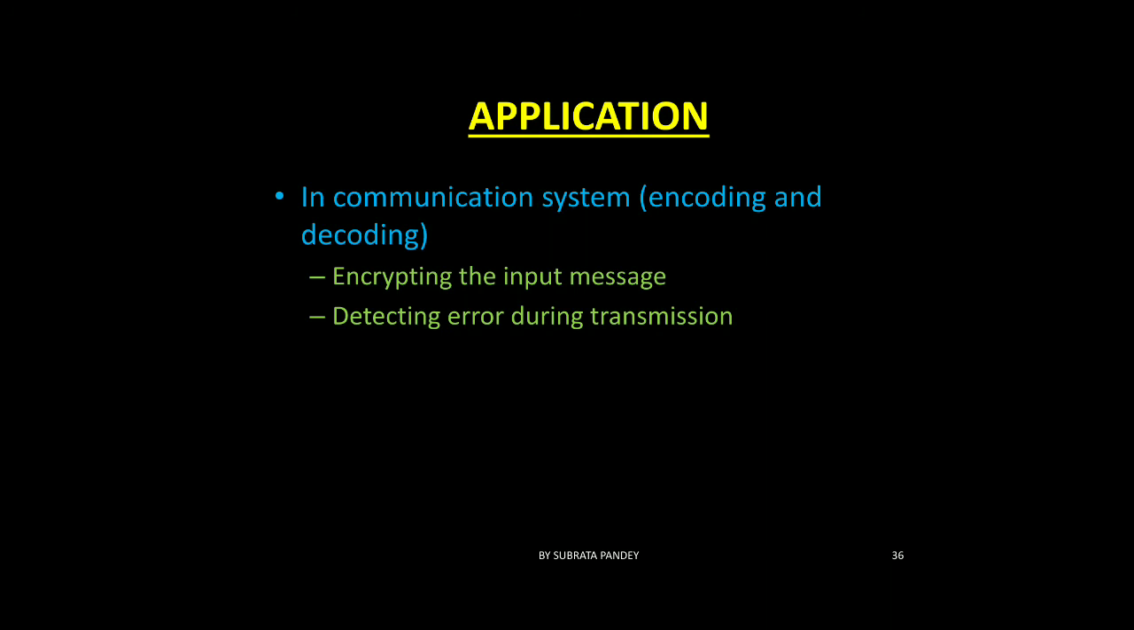So what are the applications of inverse systems? In communication systems, like for encoder and decoder, we use inverse systems, equations which are inverse in nature, for encoding and decoding purposes. Encoding and decoding is done in communication for multiple purposes, like encrypting the input message so that anyone in between the sender and receiver cannot understand what is being sent, and detecting errors during transmission, so we can create a lossless, error free system.